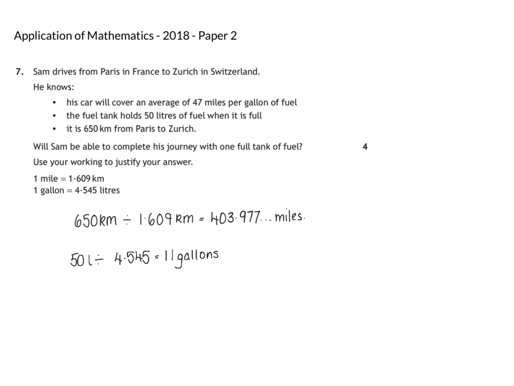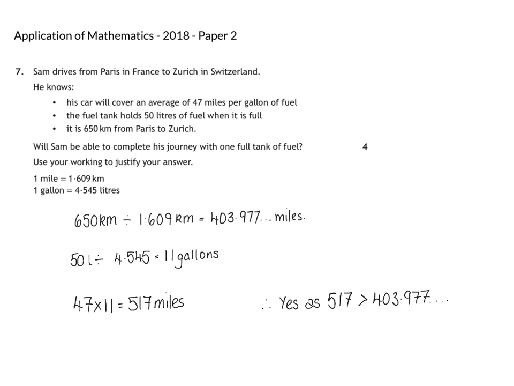So now if we figure out 47 miles per gallon, so 47 times 11, which is 517 miles. So we can make a comment because we know that the journey is only 403.977 and the tank holds 517 miles worth of fuel. So we can say, therefore, yes, as 517 is more than 403.977.